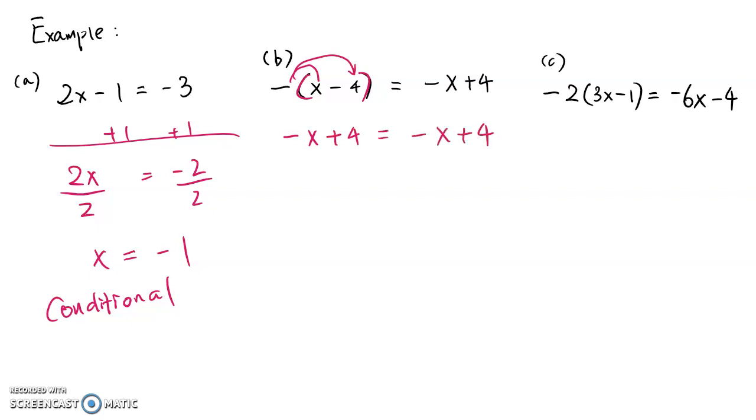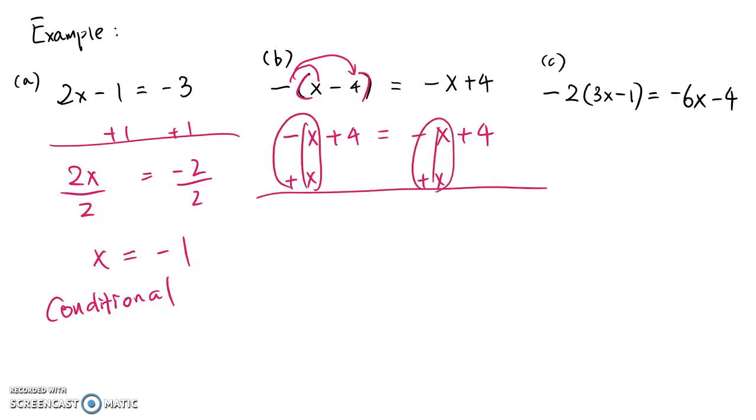Now let me get rid of the x here. So I will add x on both sides. So here is 0 and here's also 0. On the left side you have 4. Bring down the equal sign. 4. And this equation is true no matter what your x value is. So we say this is an identity equation.